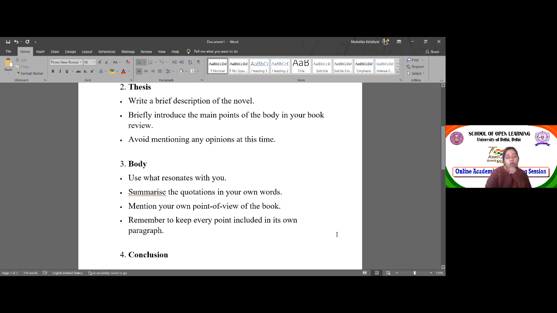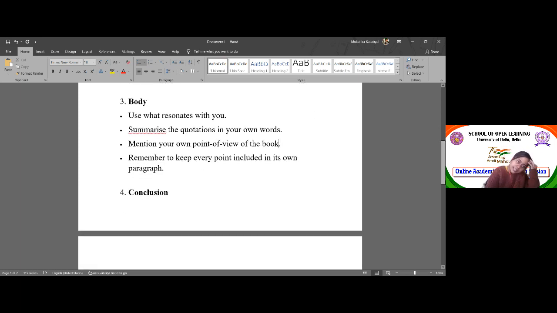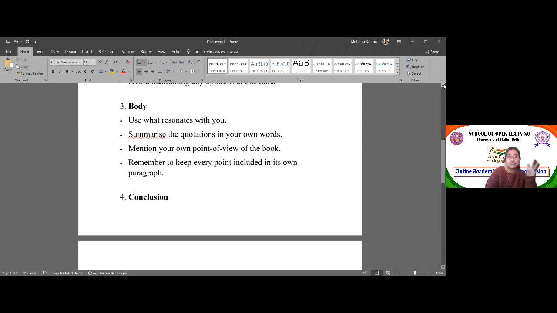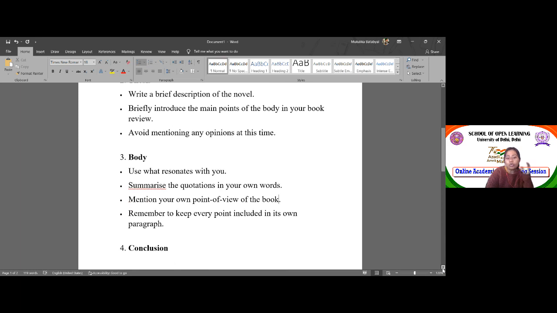So mention your point of view about the book, and every point should be your own opinion, which is what I was emphasizing in the beginning of the class. This part of the review should have your own personal opinion. Like I said, you start with the factual details. You first start with the specifics, then what is already there in the book. Then you come to the point where you present your own opinion.